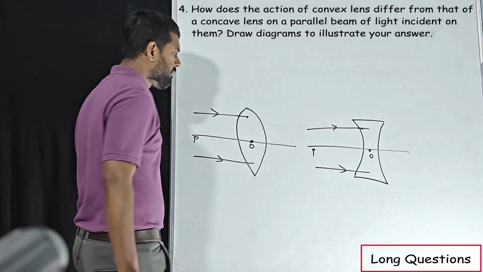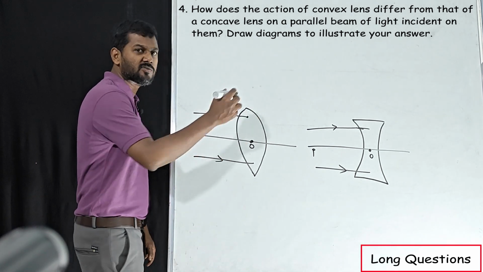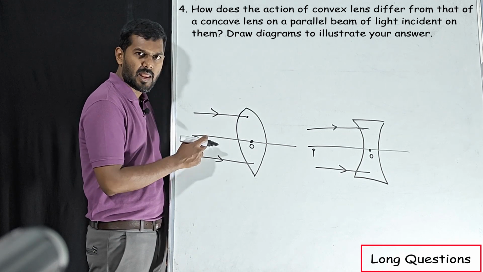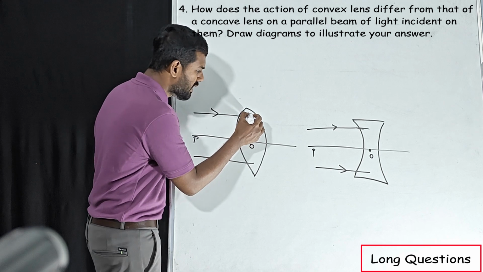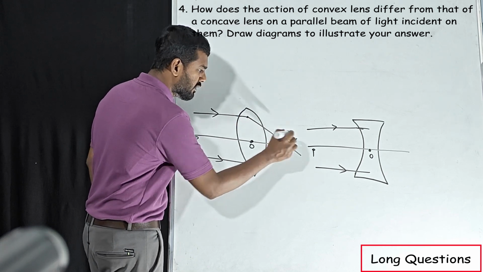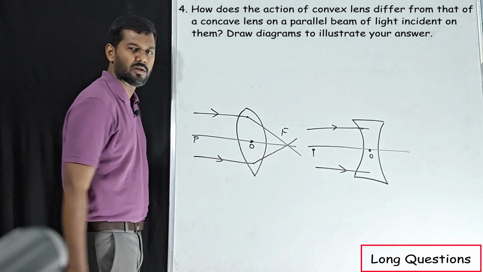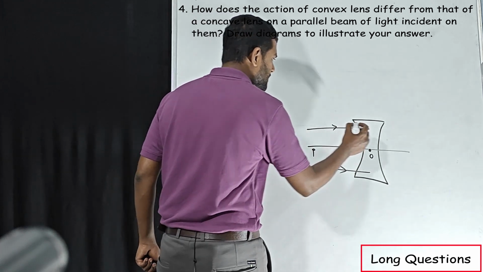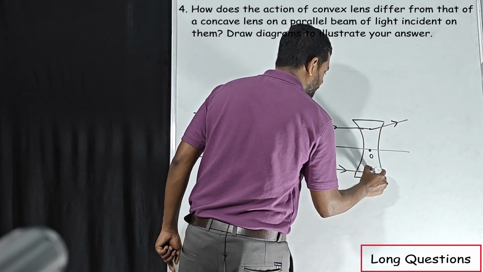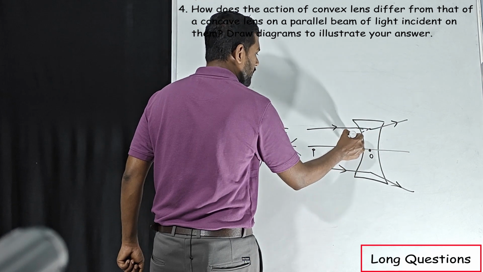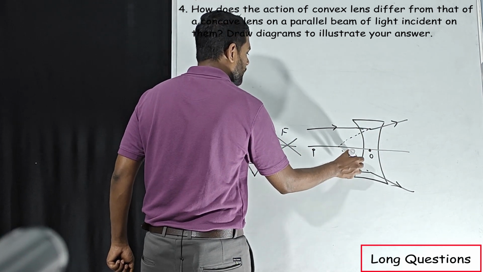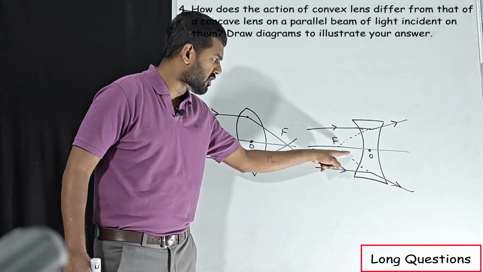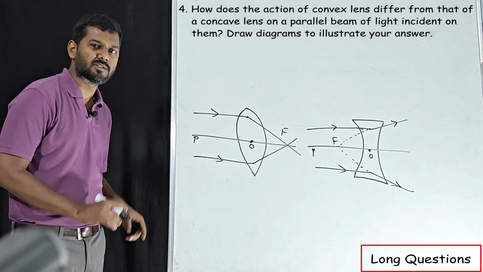This is what you have to write. In a convex lens, if the rays are parallel to the principal axis, after refraction it converges. Here we are going to get the focus. Next, in a concave lens, if the beam of light is parallel to the principal axis, after refraction it diverges, and we extend these two lines back. We are never going to get a real image in a concave lens. That is why, to get the virtual image, we have to extend those two lines. We'll get the image. That's it.